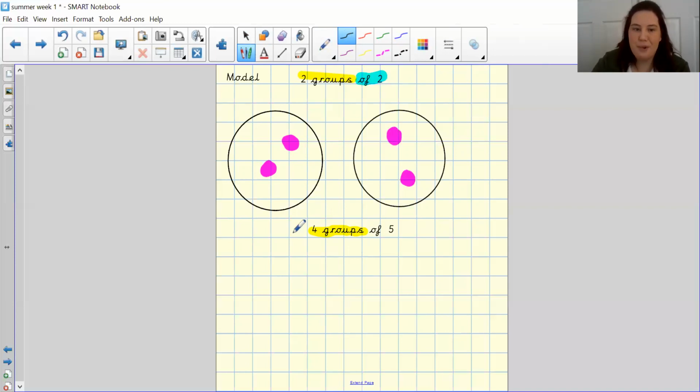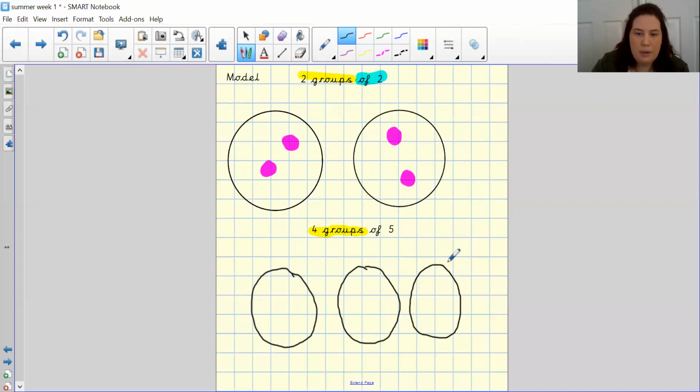Well done if you said 4 at home. So I'm going to draw 4 circles. I'm going to try and draw them this time. 1, 2, 3. Oh, I'm running out of space here. Quite tricky on a laptop. 4. 4 groups, and how many in each?